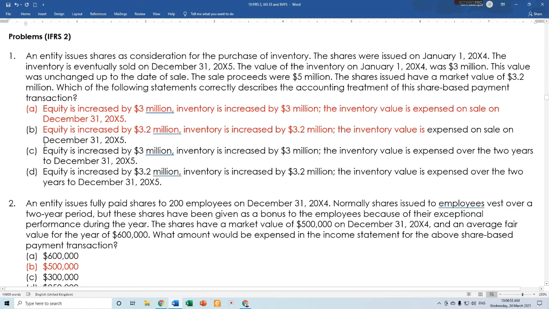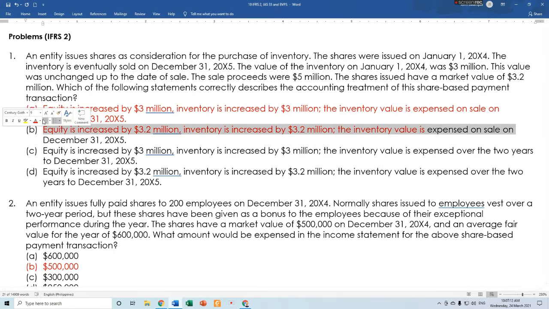Okay. So, huwag natin basahin yung iba. Basta sigurado tayo kasi 'di ba? First priority, determine the fair value of the goods received. So that's 3 million. So 3 million, tama 'yon. Yun yung magiging increase ng ating equity, tapos i-expense natin siya 20x5. So the answer is letter A.